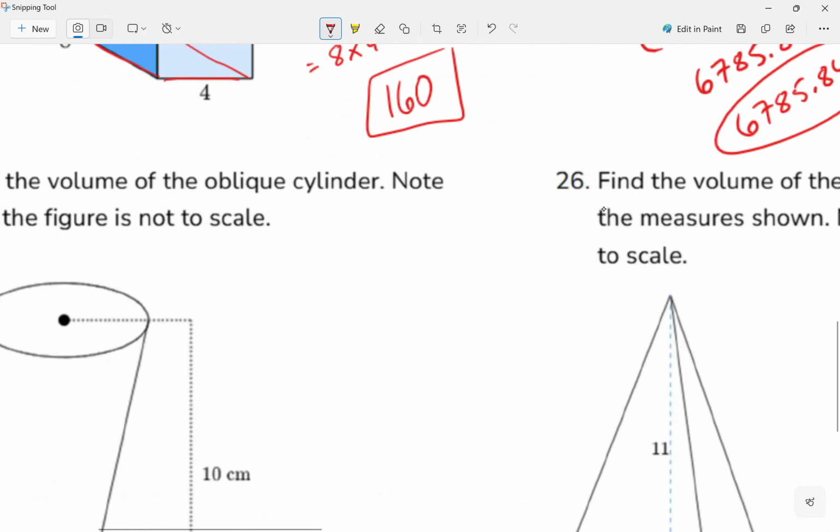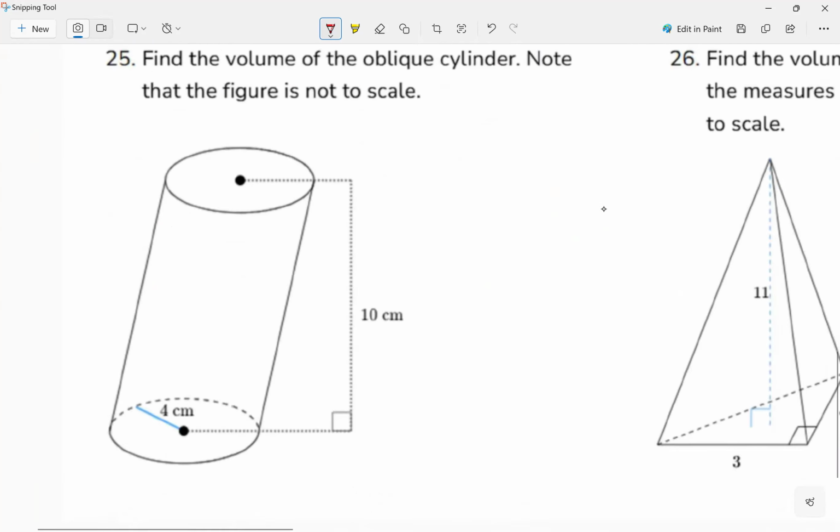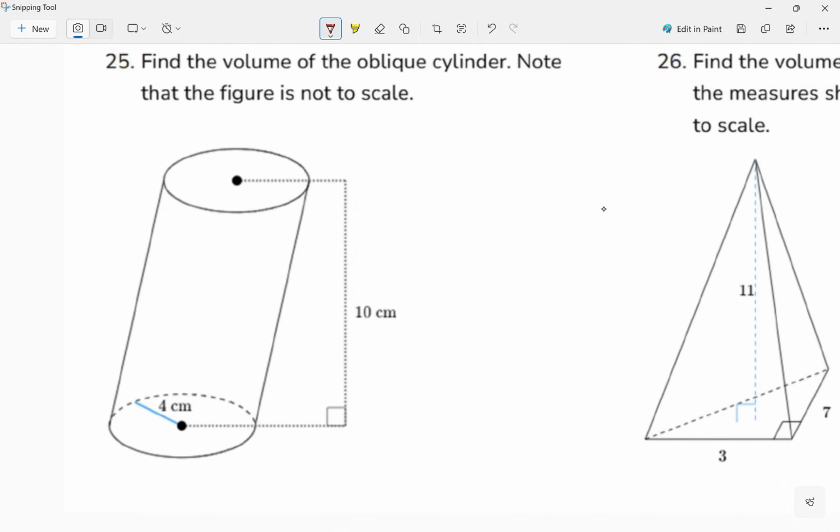Okay, let's take a look at number 25. Find the volume of the oblique cylinder. Note that the figure is not to scale. Okay, well, one thing I remembered, we saw it yesterday. Remember Cavalieri's principle? This thing looks a little slanted, but according to Cavalieri's principle, I'm gonna treat it like a cylinder that is standing up.